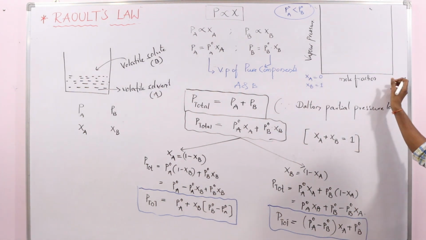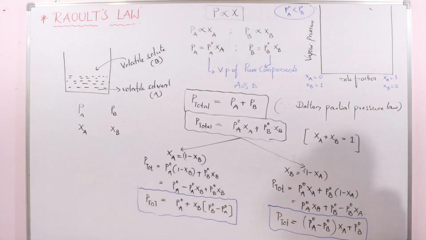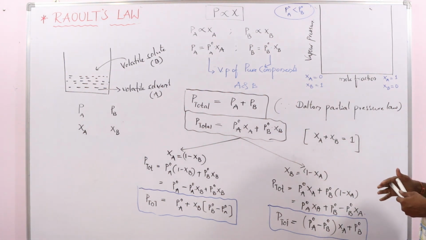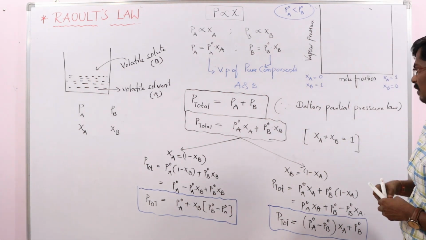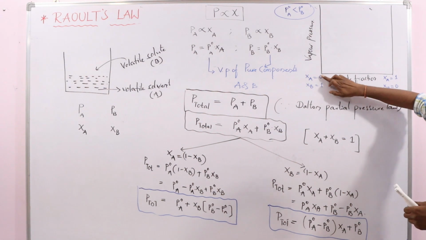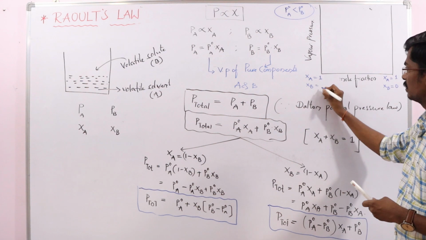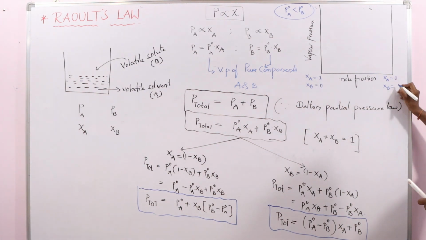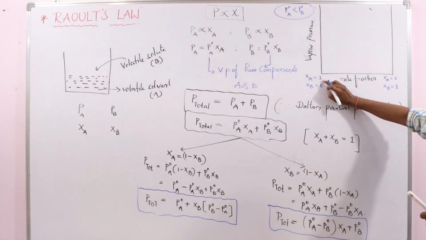At the other condition, XA is equal to 1 and XB is equal to 0, so here I have only XA. For understanding purposes, if I take XA equal to 1 and XB equal to 0, then as the mole fraction XA decreases, the mole fraction of XB increases. At XA equal to 1, I have pure solvent.